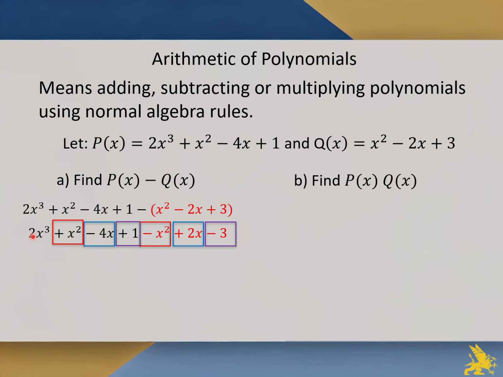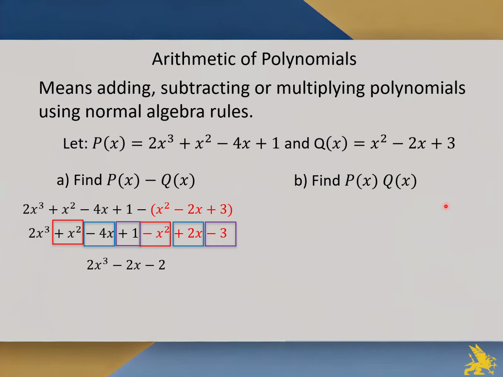I've just grouped everything in terms of like terms. So I've got x squared, take away x squared, that cancels out. I've got -4x plus 2x is -2x, and 1 take away 3 is take away 2. And I've got my 2x cubed out the front. There was no like term for that.